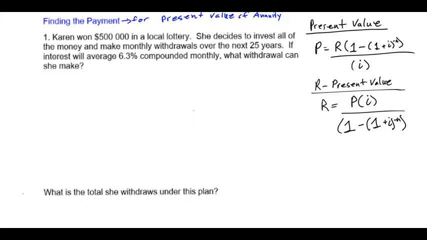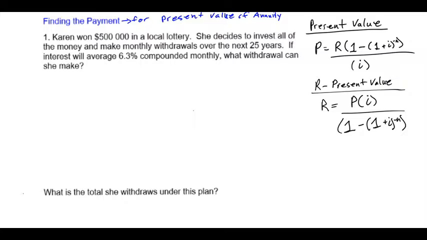Now, let's go through this problem and try to identify what we're looking for. It says here, Karen won $500,000 in a local lottery. She decides to invest all of the money today and make monthly withdrawals over the next 25 years. If the interest will average 6.3% compounded monthly, what withdrawal can she make?